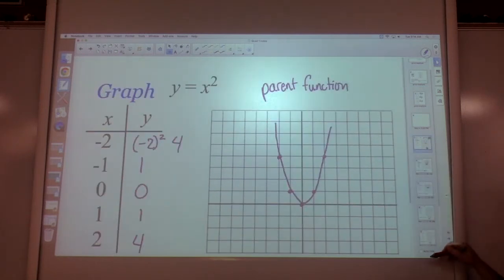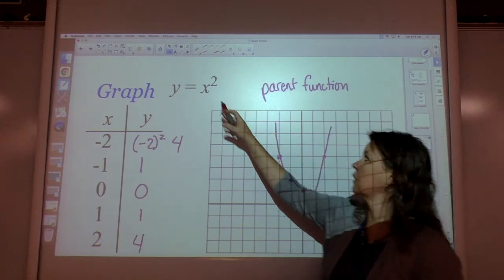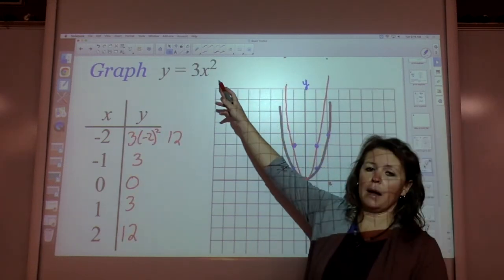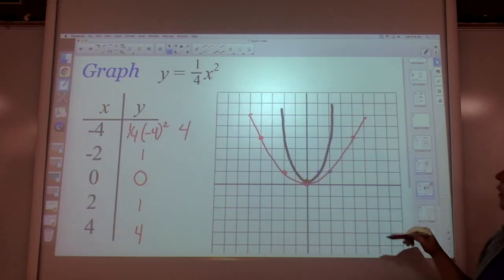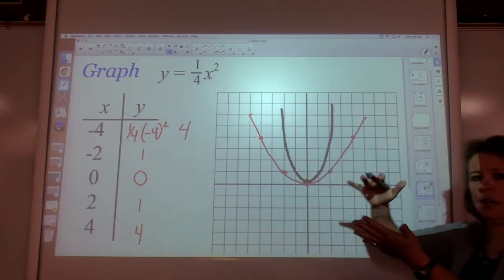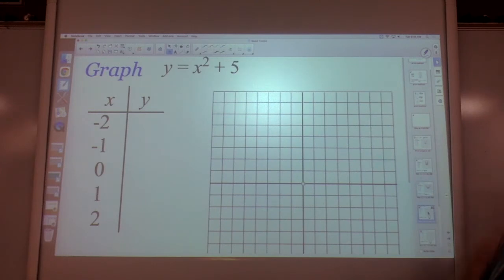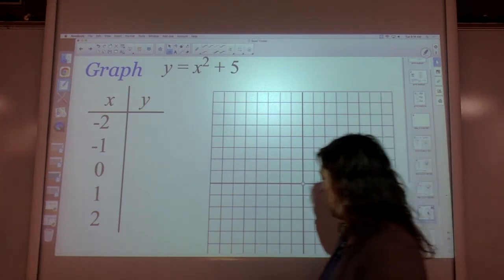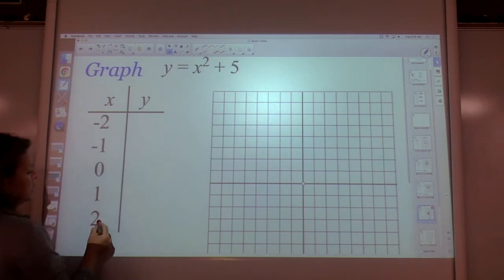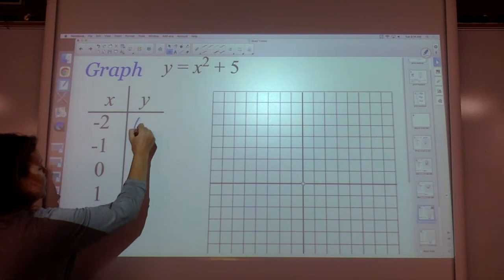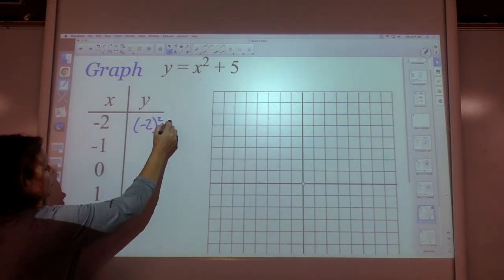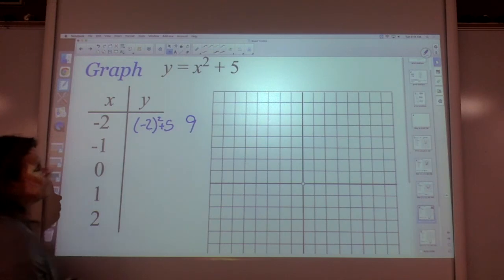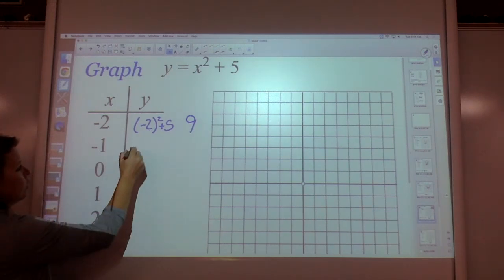Okay, so now you know what the parent function looks like. You know what happens if you multiply by a number, it stretches it out. You know if you divide by a number or use a fraction, it shortens it. But what happens if you add to it? So some would say, well, if you add to it, it'll also get bigger. Not necessarily. Let's try x squared plus 5. You're plugging in -2, -1, 0, 1, and 2 again. I keep giving you these numbers, but if I don't give them to you, you got to use the same ones. -2 squared plus 5, use your -2 in parentheses, comes out to be 9. -1 squared plus 5 is 6.